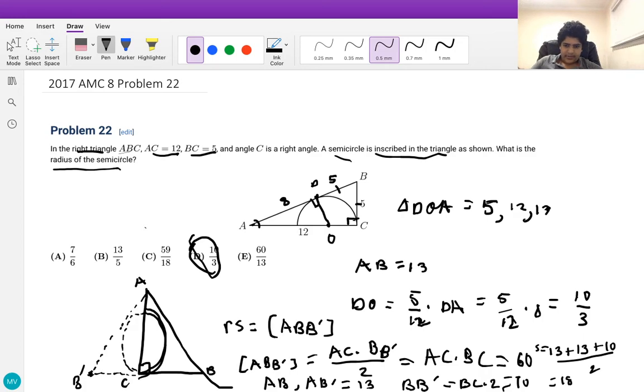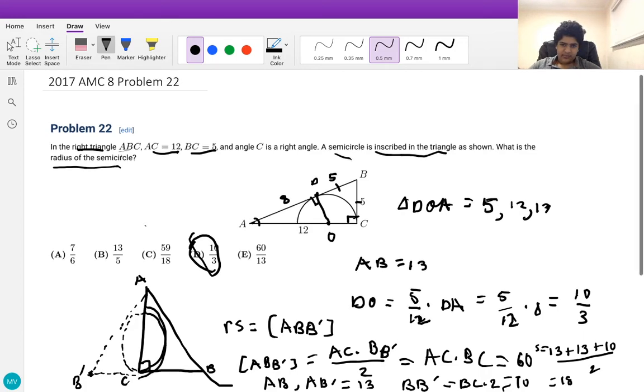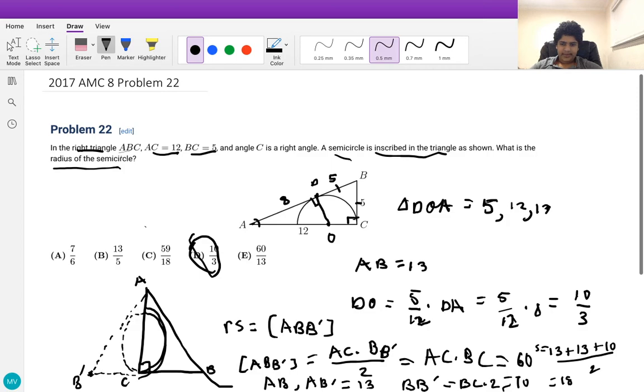Thus, if we just bring everything up here, we have that R times the semiperimeter, which is 18, is going to be equal to the area, which is 60. Solving, we see that R is indeed equal to 10 over 3, verifying our final answer, choice D.